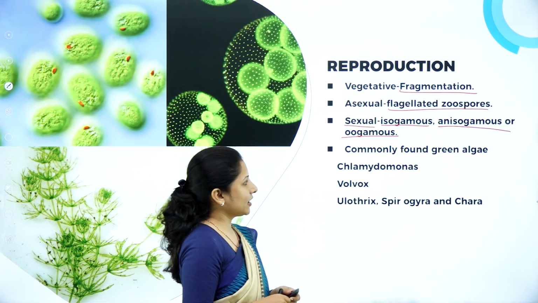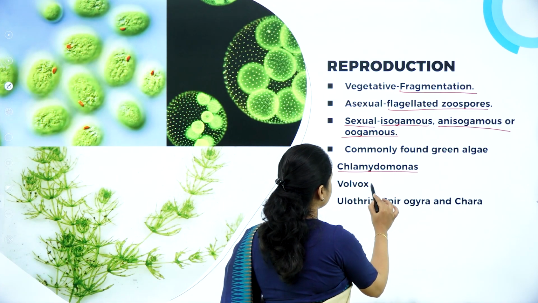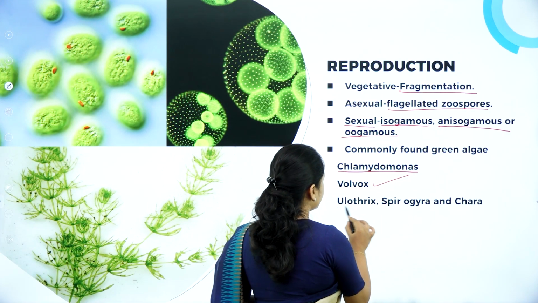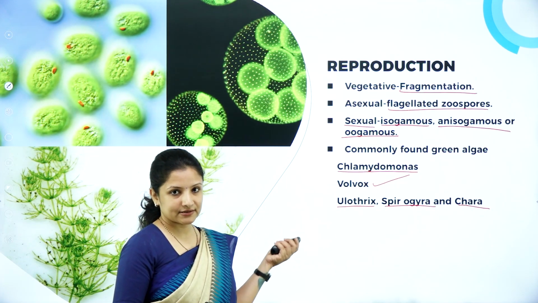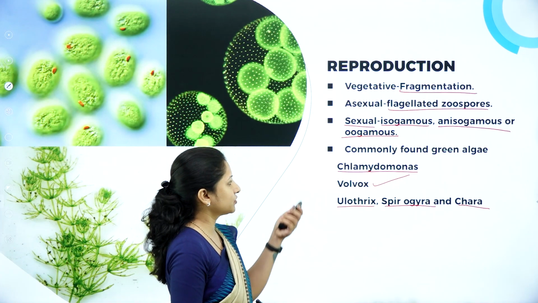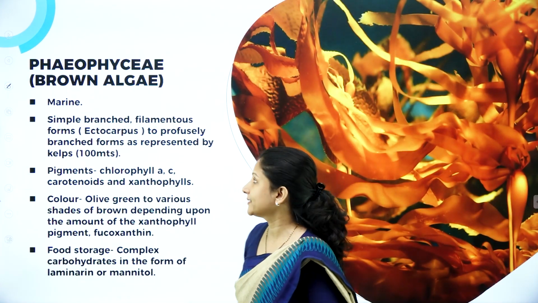Some of the examples of Chlorophyceae members are Chlamydomonas, Volvox, Ulothrix, Spirogyra and Chara. So these are some of the examples of Chlorophyceae members. So all these are unicellular in nature. Remember, that's important for the exam.